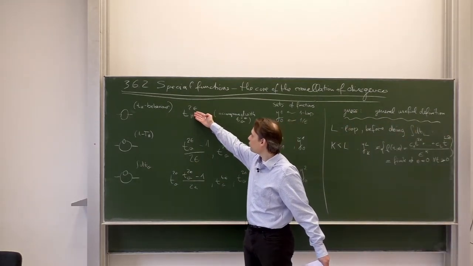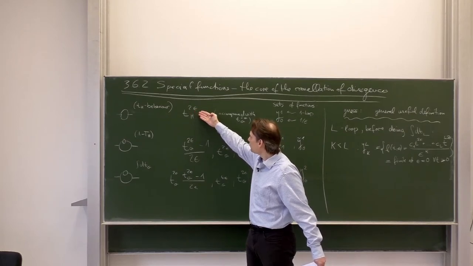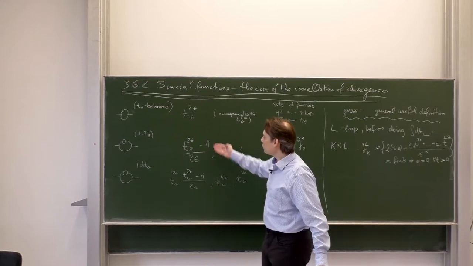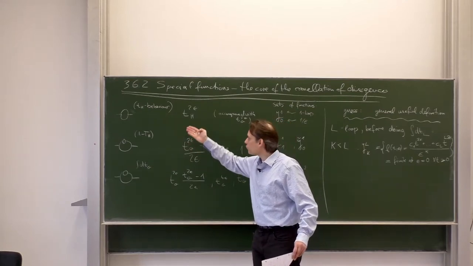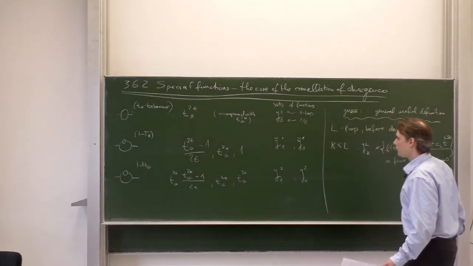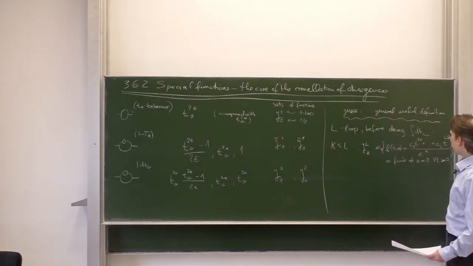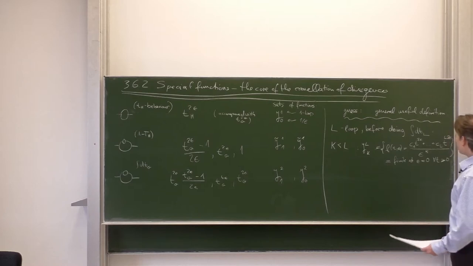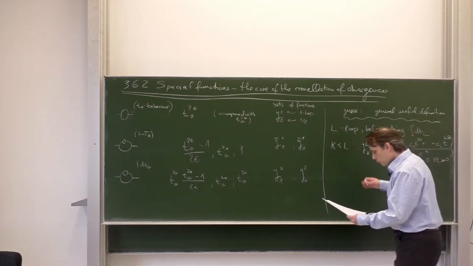So if t is zero, it's finite for all epsilon, even at epsilon equals zero, point by point. And the same is true in all the other cases. And if t is positive, of course, the same is true. So this is one set.